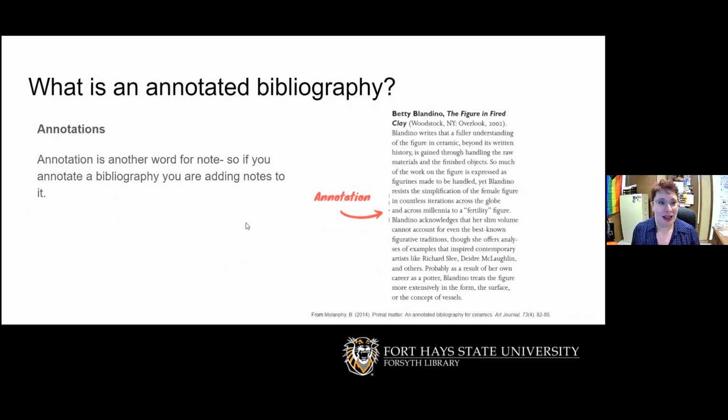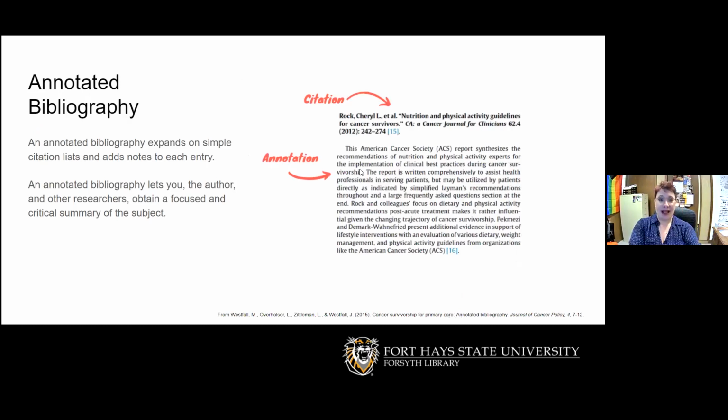An annotation is another word for a note. And if you annotate a bibliography, you are adding notes to it. So I have an example right here that shows you an annotation for this book about fired clay. And don't worry, you don't have to read all these things. I'm just showing you the examples. So an annotated bibliography, when we put these together, is a list of citations that have notes attached to them.